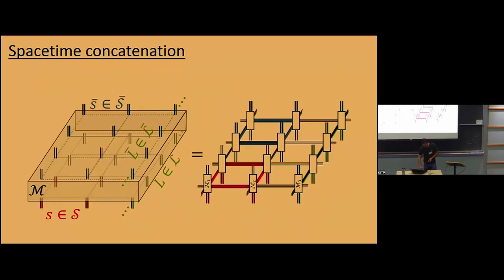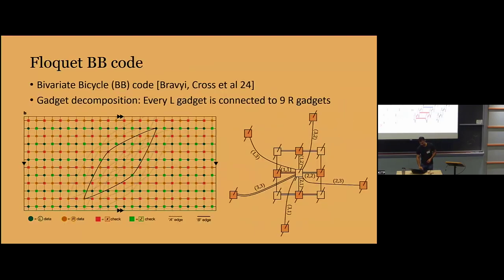So in general, as I said, we could have had any stabilizer code in this sort of prescription and look for these fault-tolerant syndrome extraction protocols. So we looked at this bivariate bicycle code. This is how it looks, and the gadget decomposition also has to look based on the Tanner graph of the stabilizer code that you're feeding in.